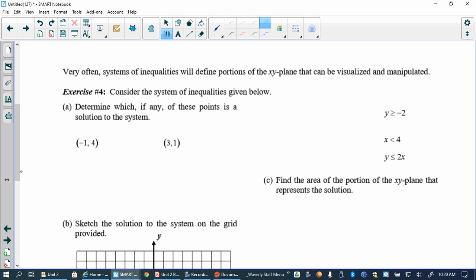But anyway, these should be pretty simple. Are these in the system? Remember, that's X and that's Y, right? Is negative 1 going to be in this system?